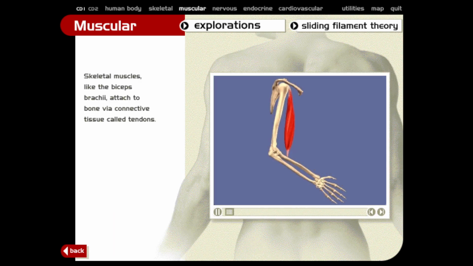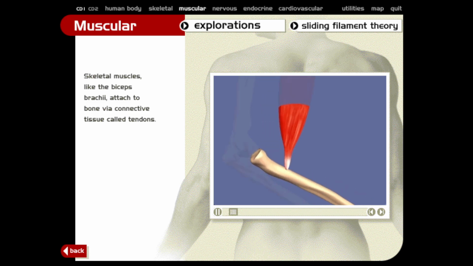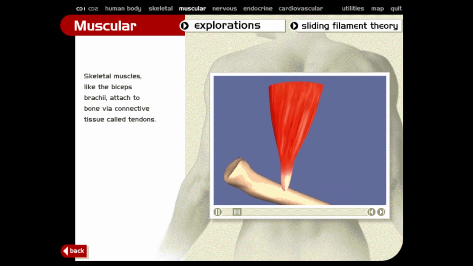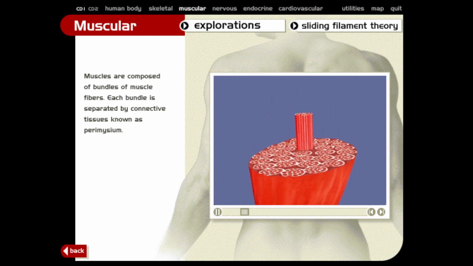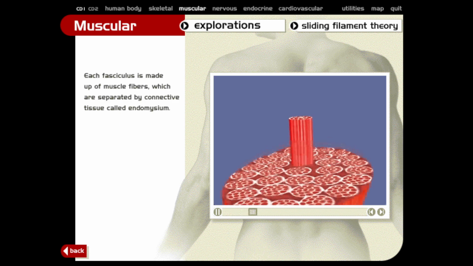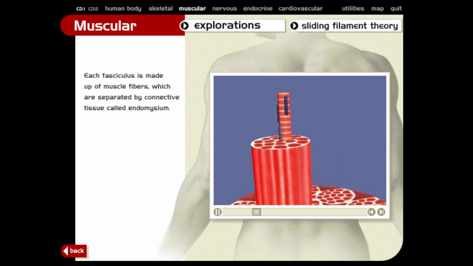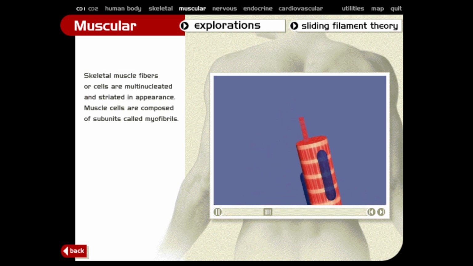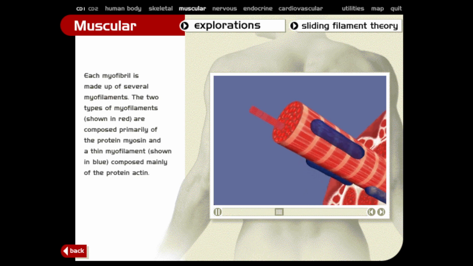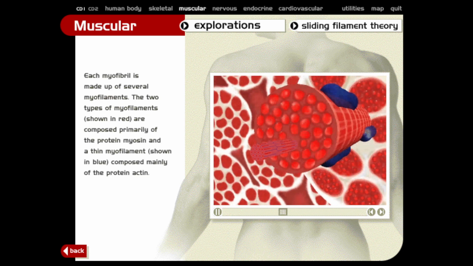Skeletal muscles, like the biceps brachii, attach to bone via connective tissue called tendons. Muscles are composed of bundles of muscle fibers. Each bundle is separated by connective tissues known as perimysium. Each fasciculus is made up of muscle fibers, which are separated by connective tissue called endomysium. Skeletal muscle fibers or cells are multinucleated and striated in appearance. Muscle cells are composed of subunits called myofibrils. Each myofibril is made up of several myofilaments.